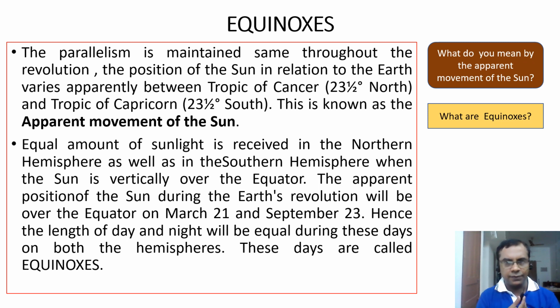In this page, we have to learn about the apparent movement of the sun also. That is, the parallelism is maintained the same throughout the revolution. Then the position of the sun in relation to the earth varies apparently between the Tropic of Cancer, that is 23.5 degree north, and Tropic of Capricorn, that is 23.5 degree south. This movement of the sun is known as the apparent movement of the sun.